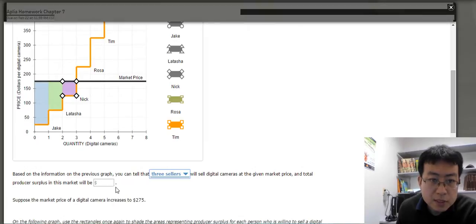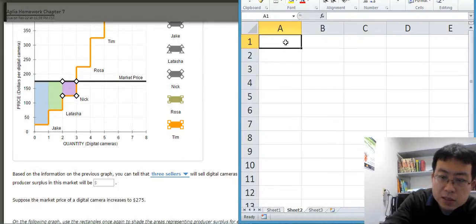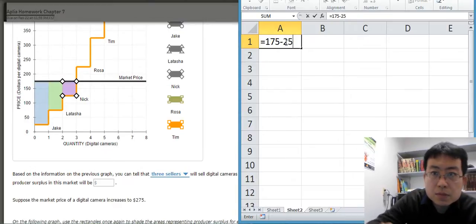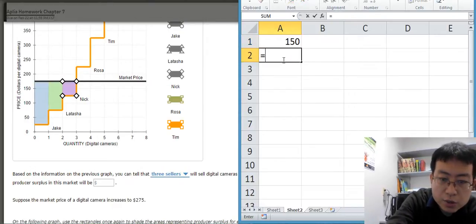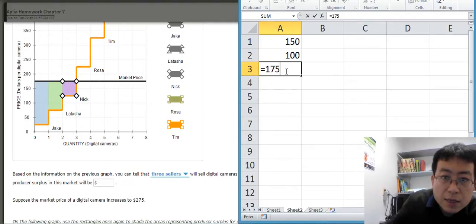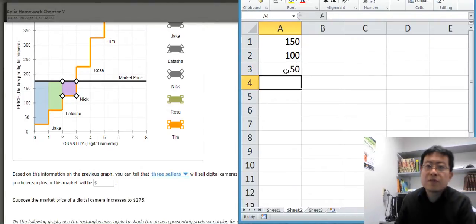And then the total producer surplus in the marketplace will be, so again looking for the total area. For the first producer, for Jack, his producer surplus, I'm going to use the market price, which is $175, minus his minimum willingness to sell the product, 25, so $150. And then for Latasha, it will be $175 minus her minimum price to sell, which is $75. So this would be $100. And then for the last one, for Nick, it will be the price $175 minus his minimum price to sell, which is $125. The answer will be just $50.